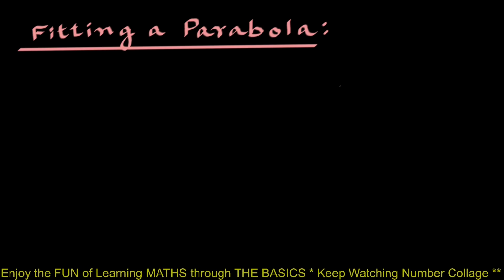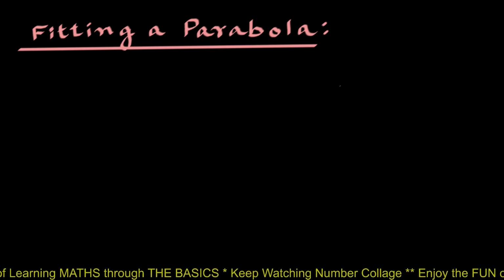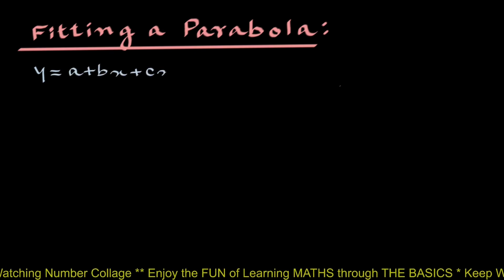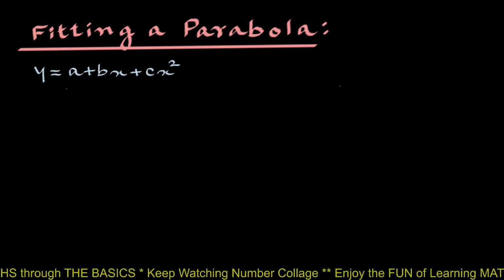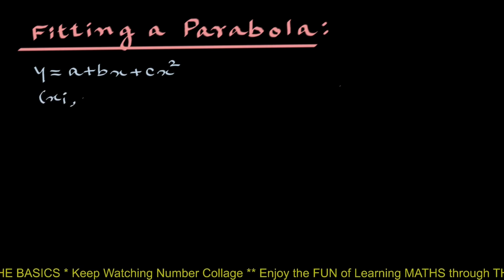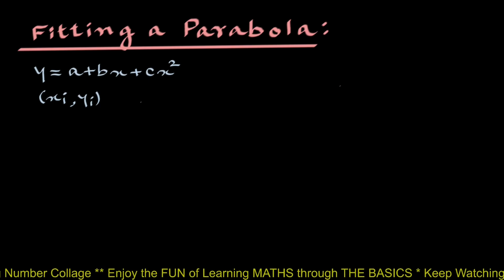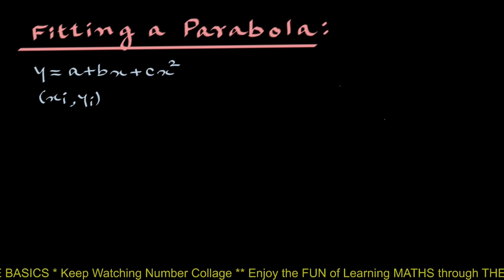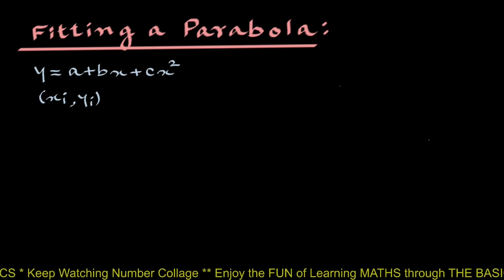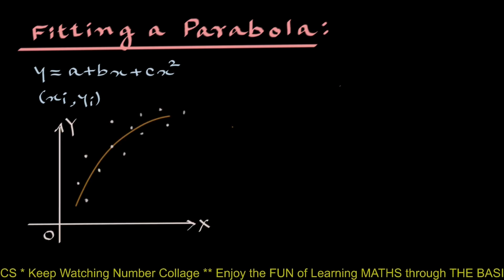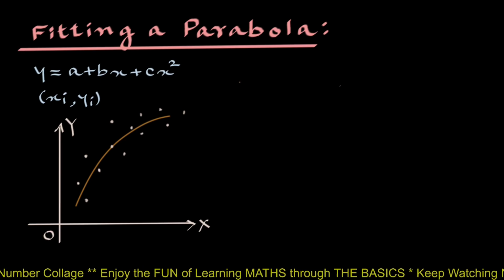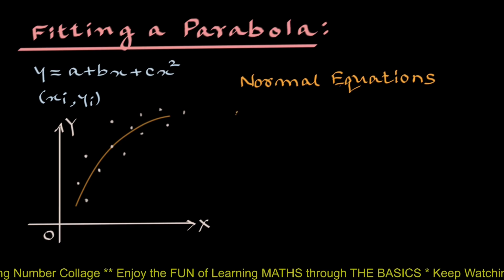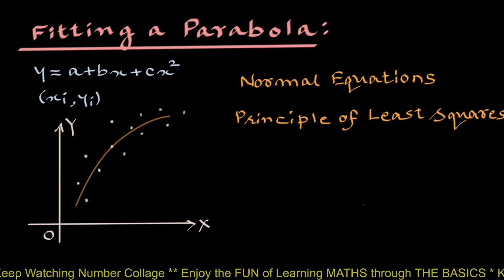In this video, we are going to see how to fit a parabola y equals a plus bx plus cx square when a set of values xi comma yi are given. The parabola must be close to the given points as much as possible, as shown in the figure. By using the principle of least squares, we will derive normal equations. Let us see how this is done.